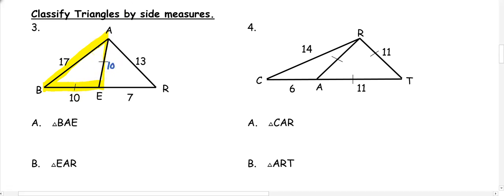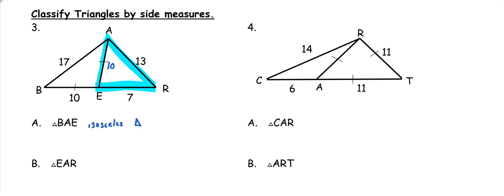also 10 because they're congruent. So because we have two sides that are the same measure, this is an isosceles triangle. Our next triangle then is EAR, and in EAR, all of the sides are different measures. So this is a scalene triangle.